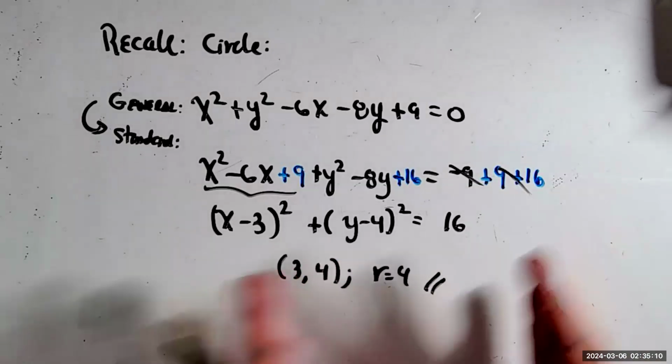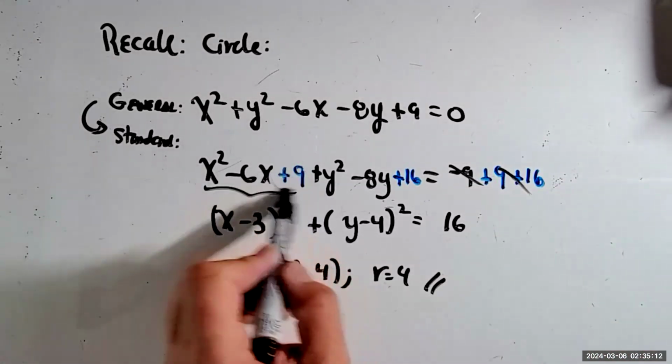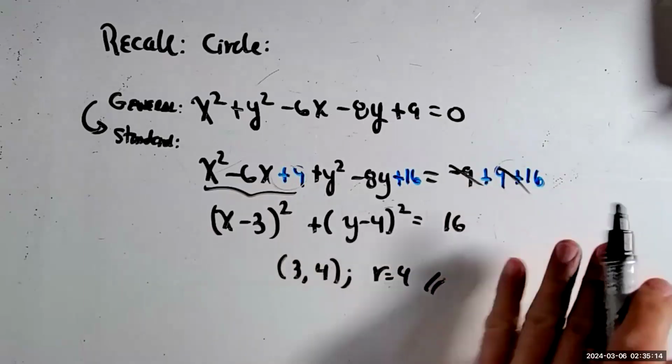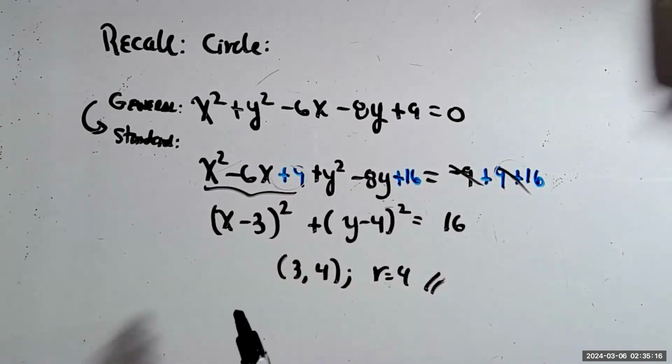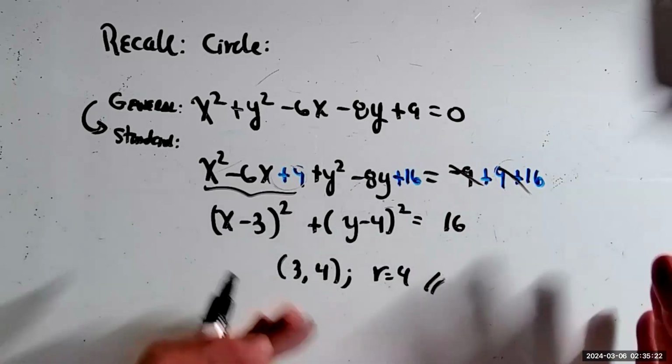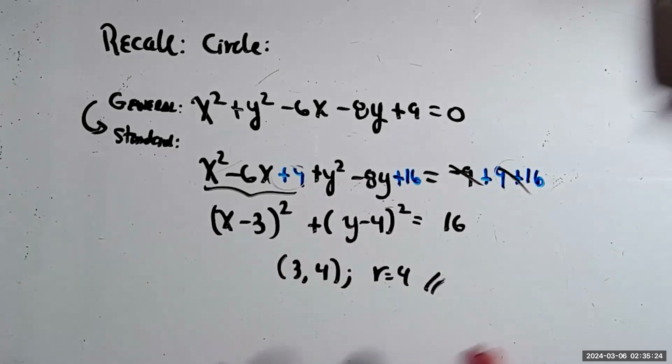Okay. We are able to go from general to standard using completing the square. Since I'm in an equation world, if I add a number to the left, I add the number to the right to maintain the balance. We don't have that luxury in the function world. We don't have such a thing as the left-hand side or the right-hand side. What do I mean?